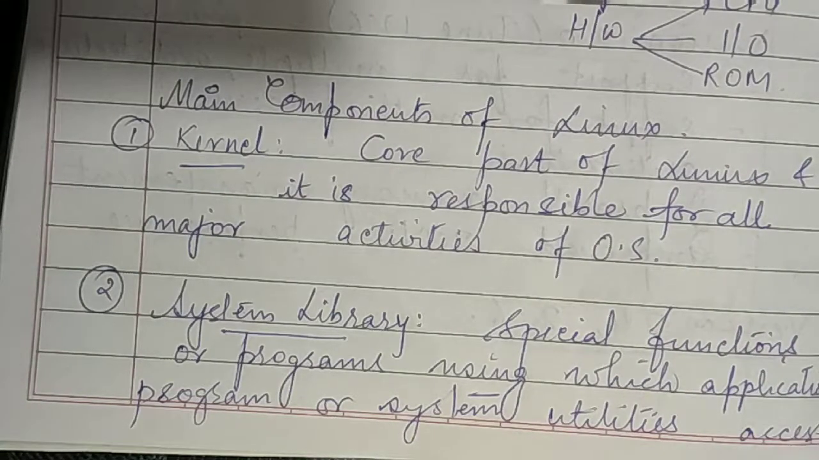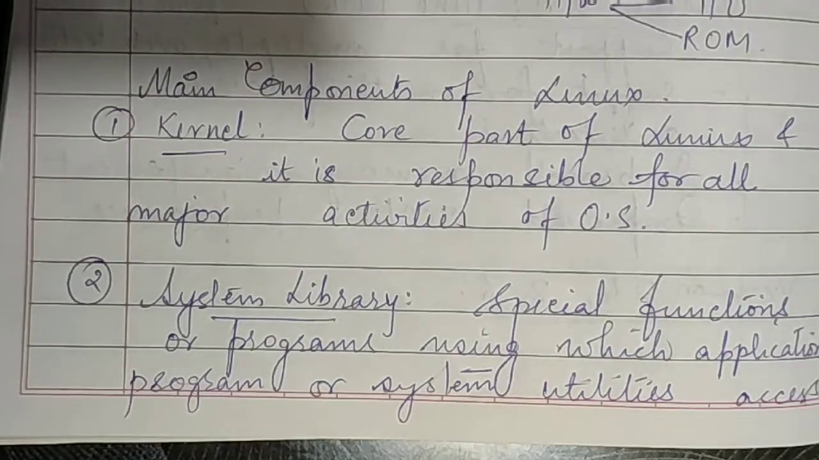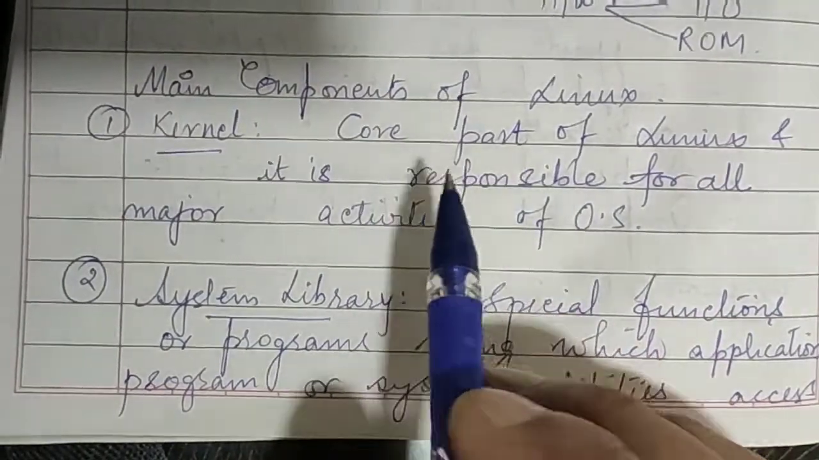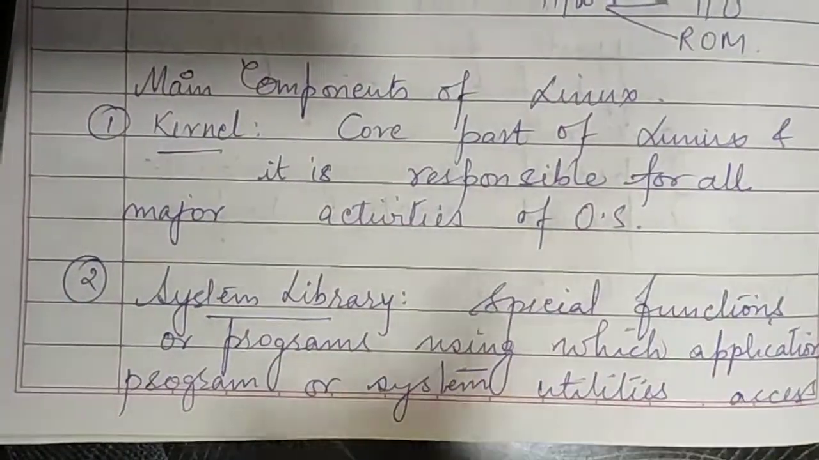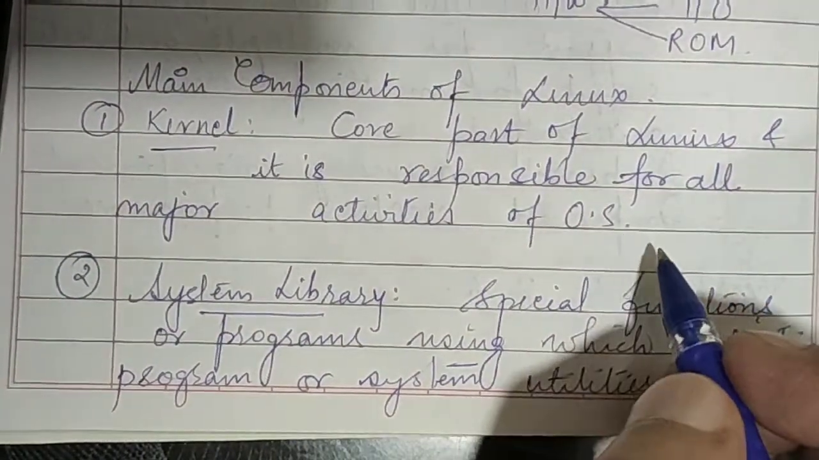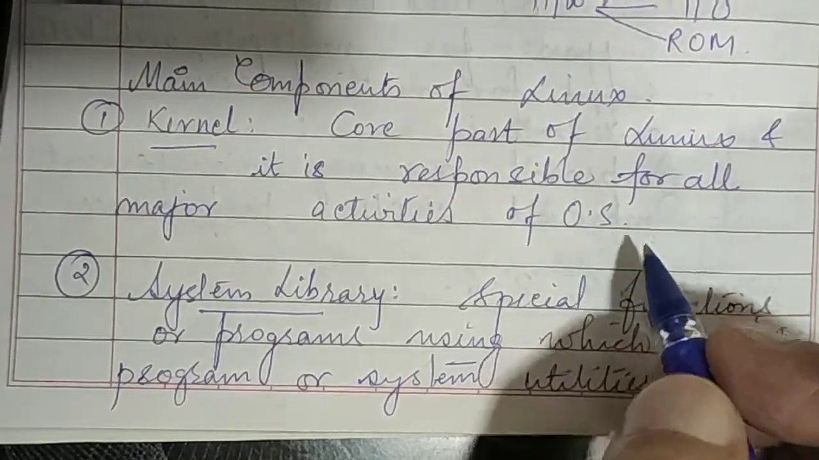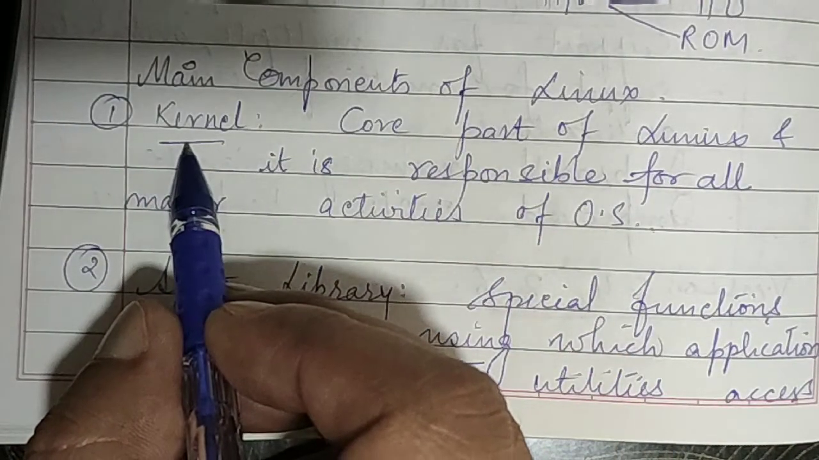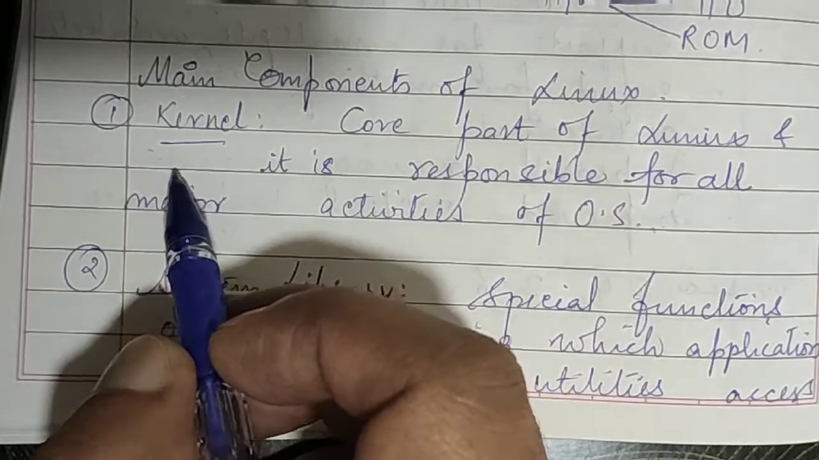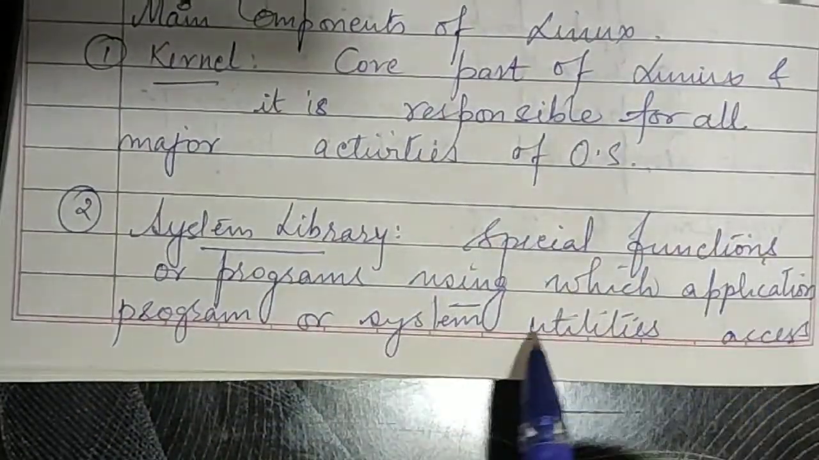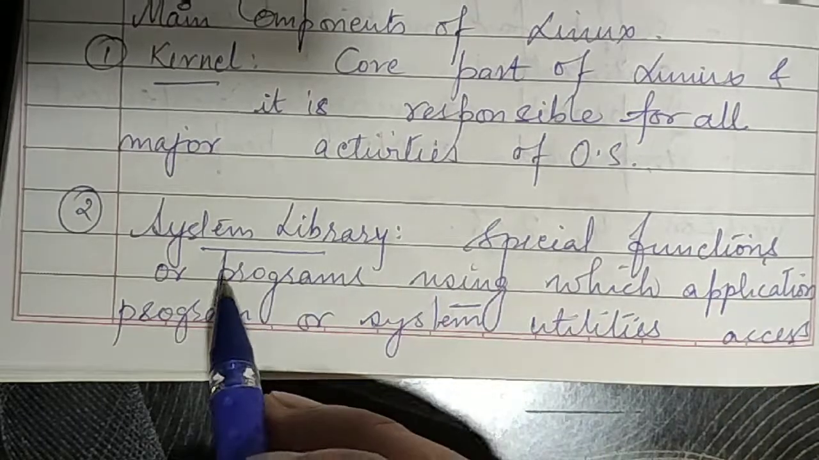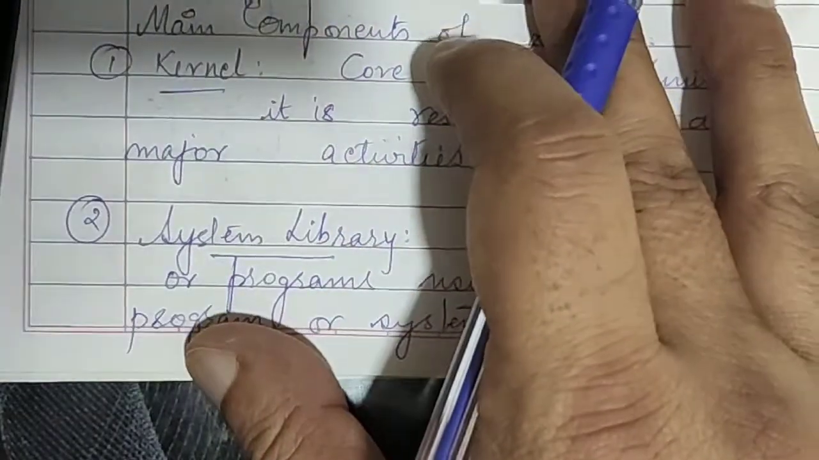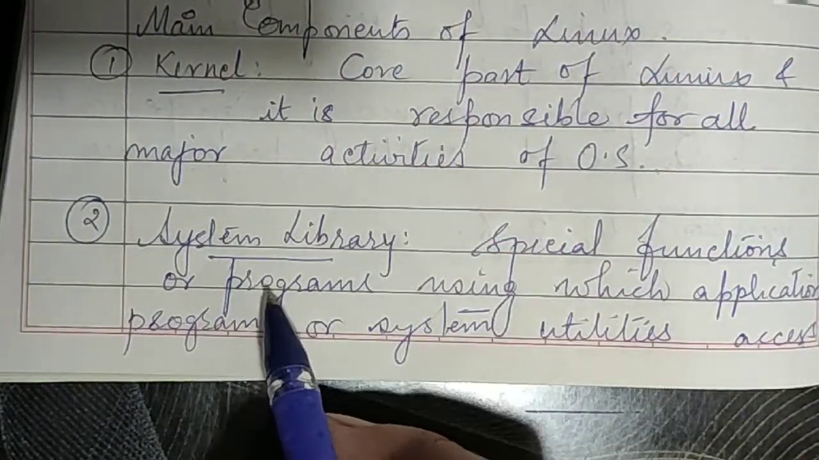So these are the main components of Linux. First one is the kernel. The kernel is the core part of Linux, and it is responsible for all major activities of the operating system. So it is a very important part. Now the system libraries are special functions or programs using which application programs or system utilities access the kernel. So these are the libraries.